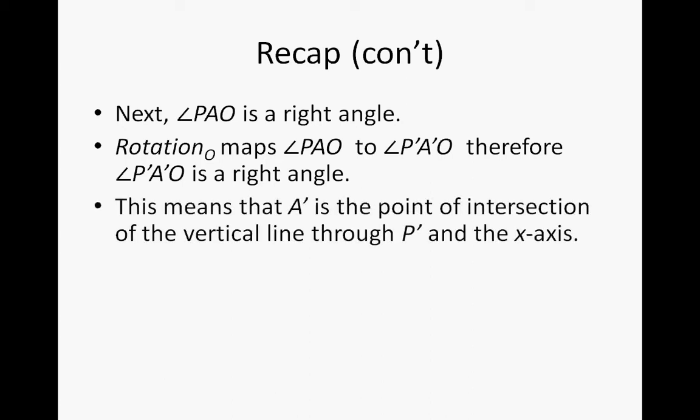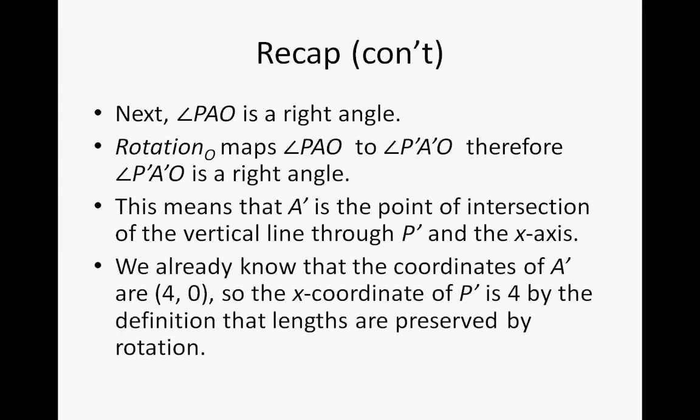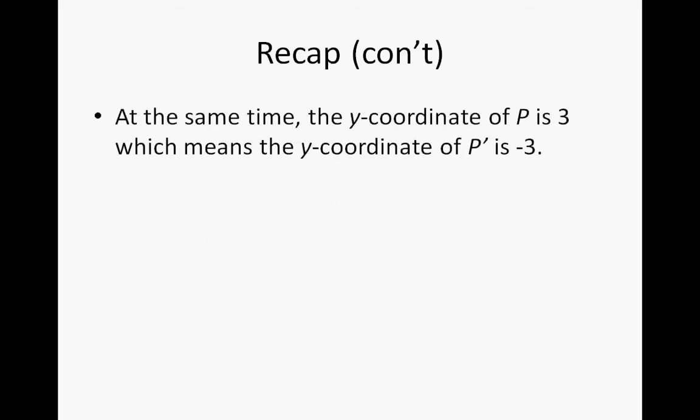So this means that A prime is the point of intersection of a vertical line through P prime and the x-axis. We already know that the coordinates of A prime are 4, 0, so the x-coordinate of P prime is 4 by the definition that lengths are preserved by rotation also. So at the same time, the y-coordinate of P is 3, which means that the y-coordinate of P prime is going to be -3.